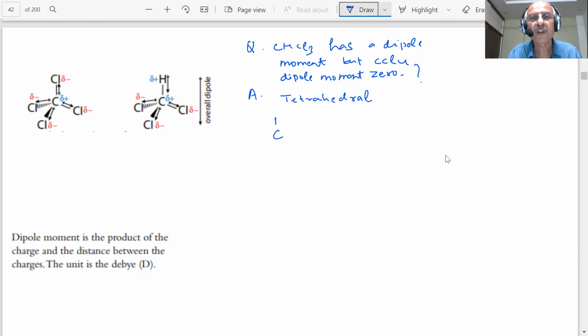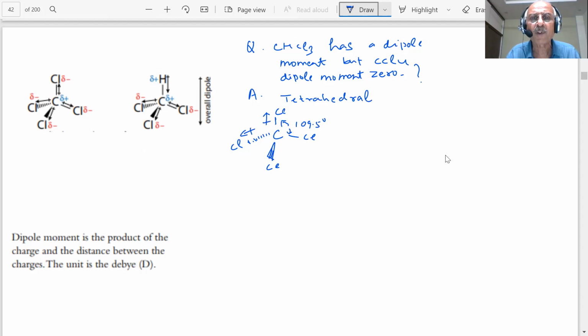For example, if I draw the shape of CCl4, how do you draw the shape? You already know how I have drawn it. You can see this bond is pointing towards the observer. This is going away from the observer. These are in the same plane. What is the bond angle? The tetrahedral bond angle is 109.5 degrees. Cl is more electronegative than carbon.